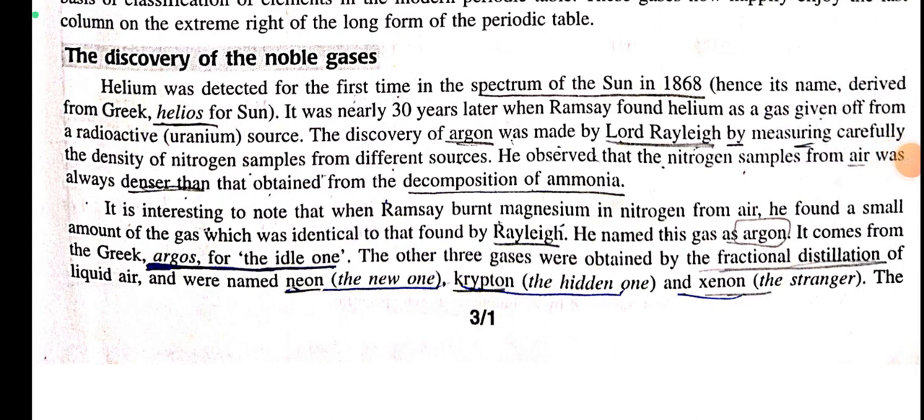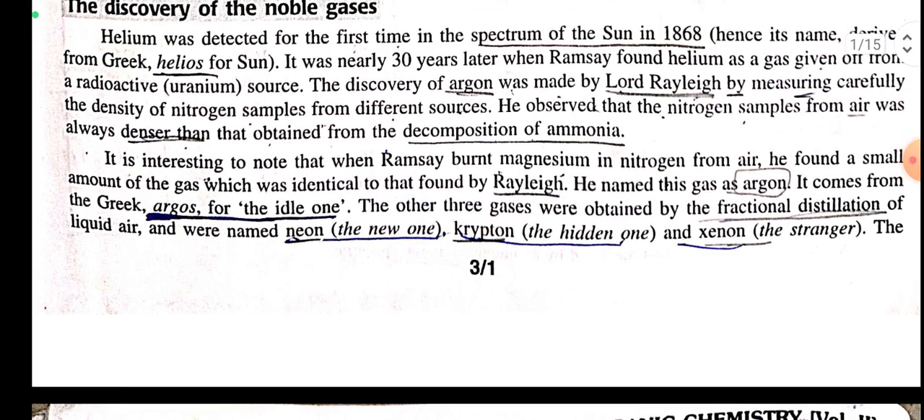Discovery of the noble gases. Helium was detected for the first time in the spectrum of Sun in 1869. It was nearly 30 years later when Ramsay found helium as a gas given off from a radioactive uranium source. The discovery of argon was made by Lord Rayleigh by measuring carefully the density of nitrogen samples from different sources. He observed that the nitrogen sample from air was always denser than that obtained from the decomposition of ammonia.